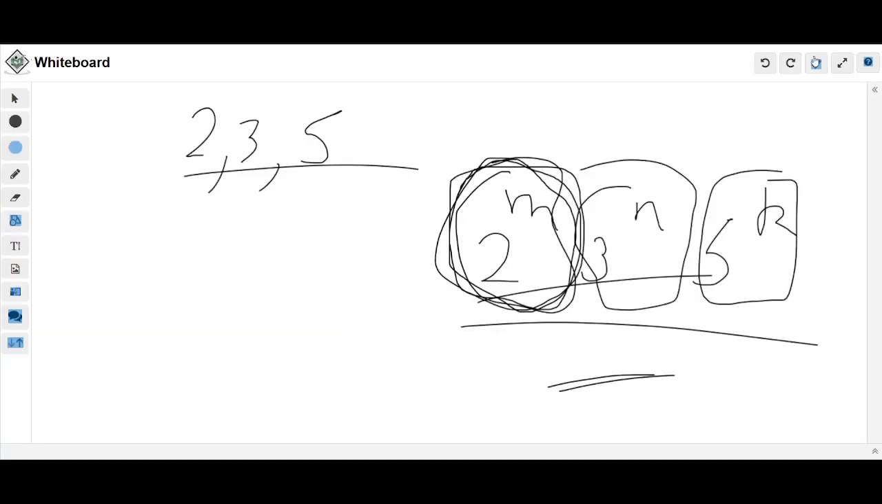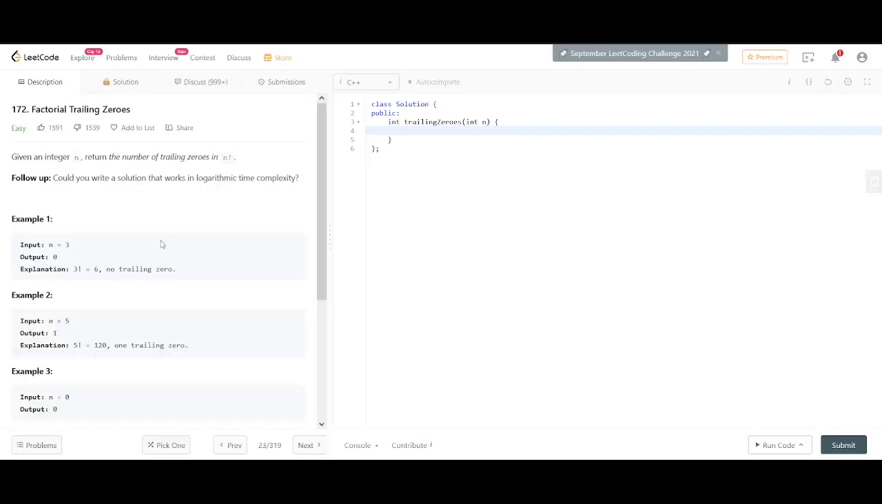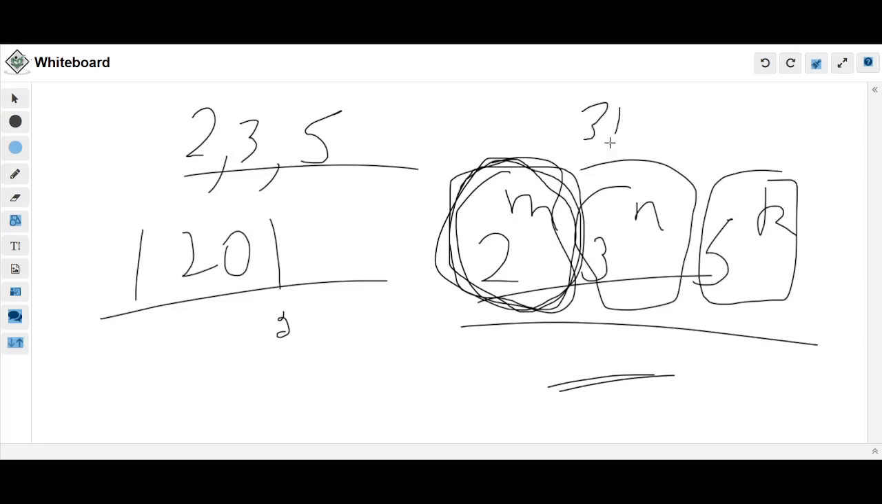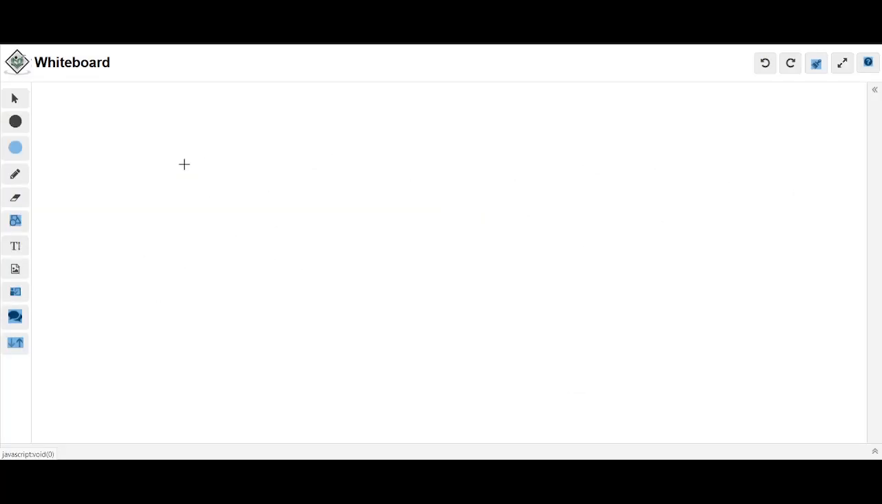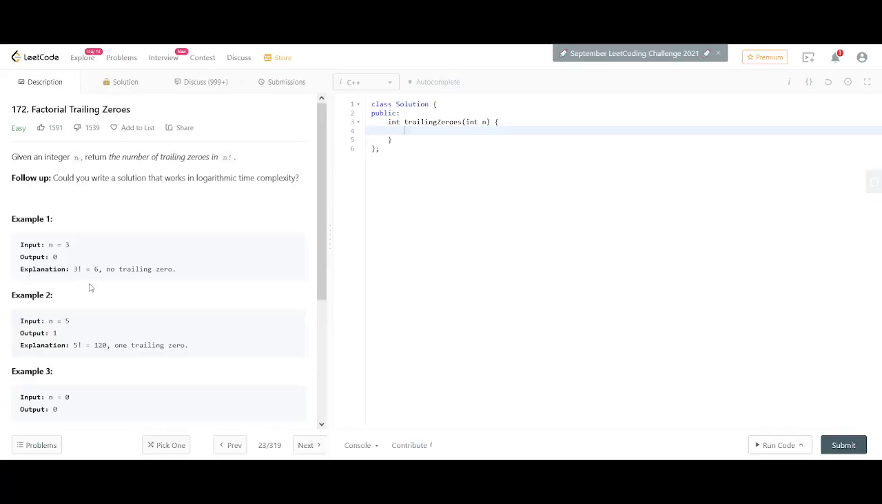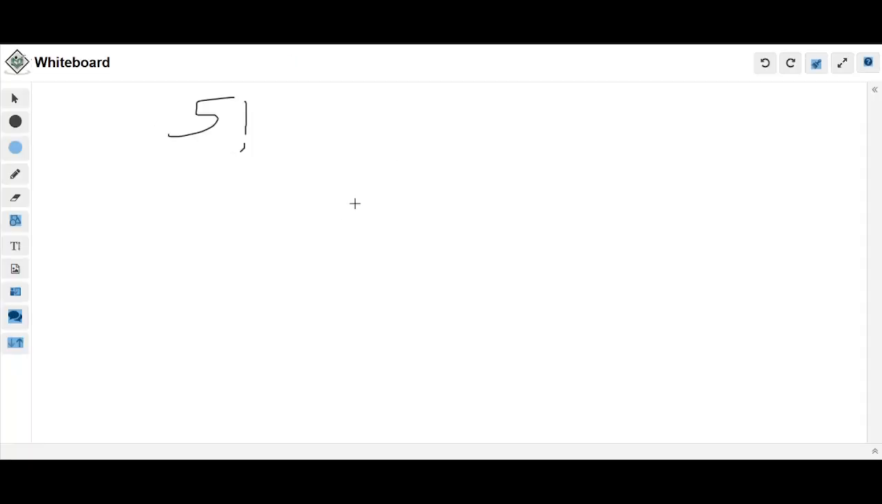So trailing zeros in factorial is basically a maths question. Okay, so it's a maths question. If there is a particular factorial, let's just discuss about it. So we have 5 factorial. Let's just say for example, how does this 0 come? Like how is a 0 generated?